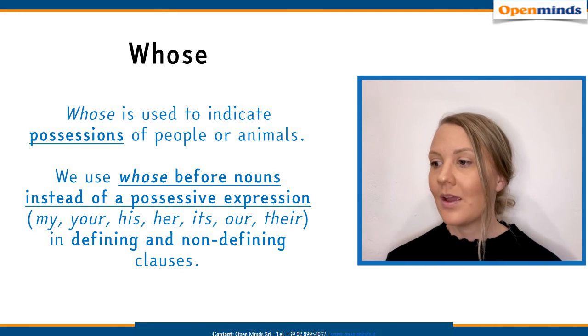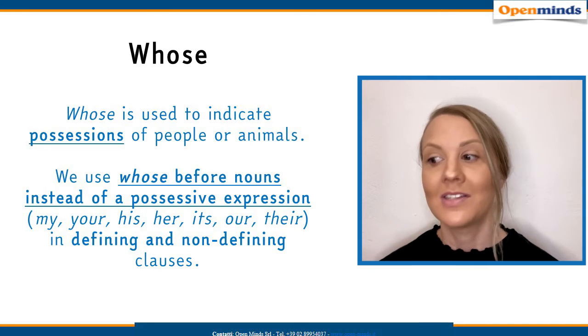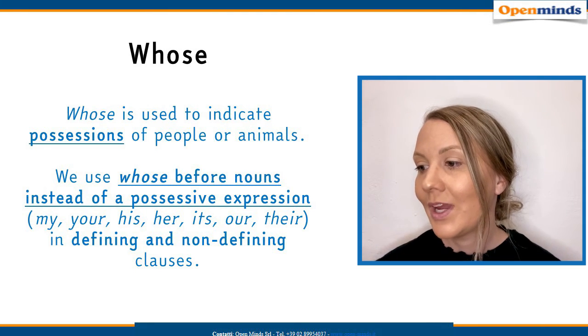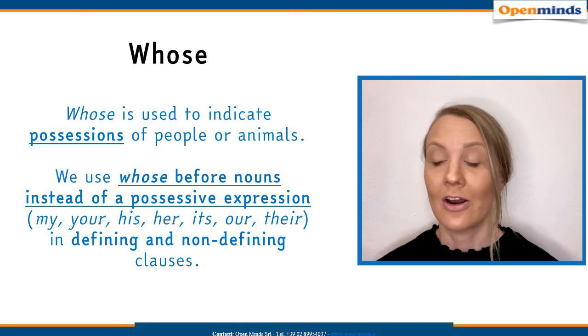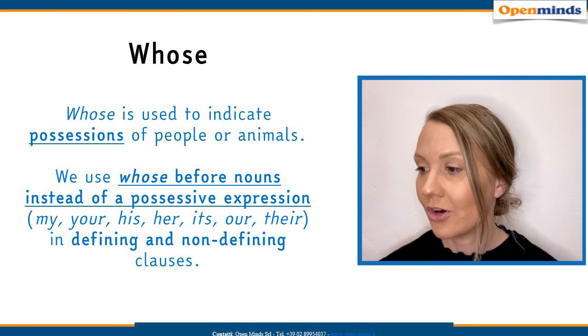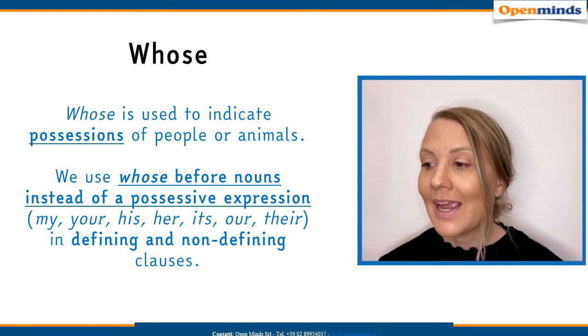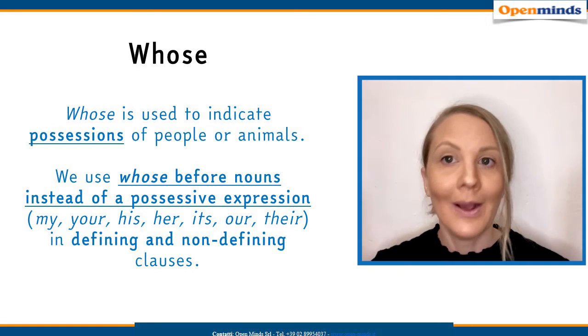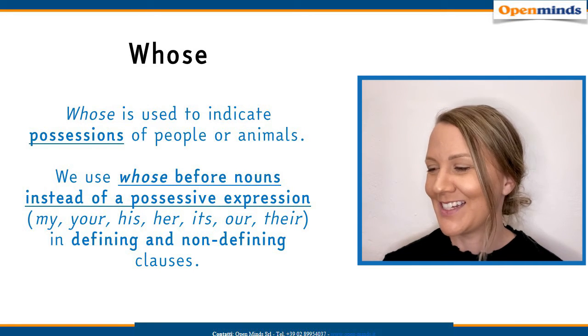Whose. Whose is used to indicate a possession for animals or people. We can use whose before nouns instead of a possessive expression, for example, my, your, his, her, its, our, their, in defining and non-defining clauses. Let's have a look at some examples.